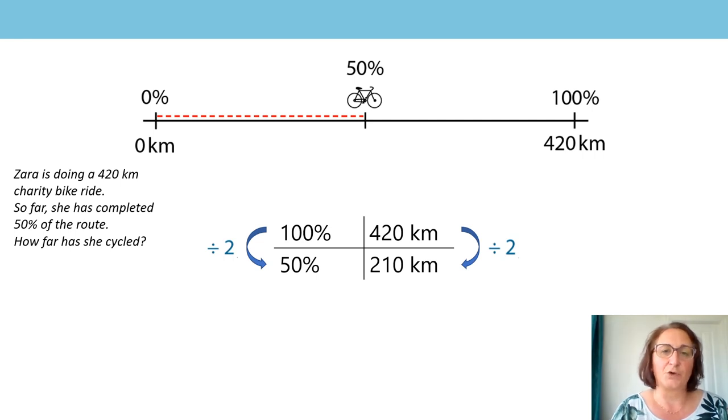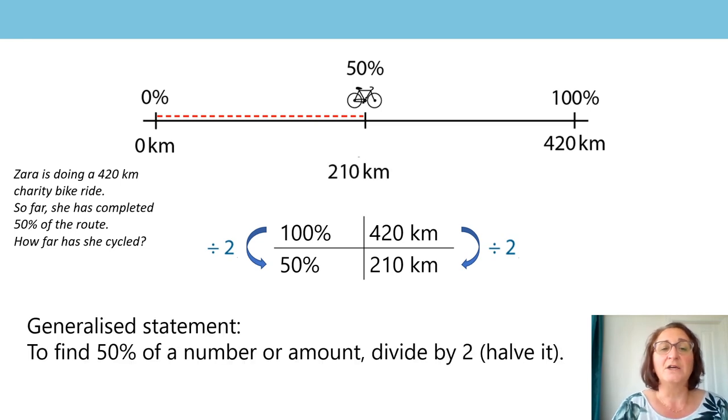100% of the race is 420 kilometres, and 100% of 420 kilometres is 420 kilometres. 50% is equivalent to 0.5 or a half of 420 kilometres, and we find this by dividing the whole into 2 equal parts. Each equal part has a value of 210 kilometres. Zara has cycled 210 kilometres. We could say, to find 50% of a number or amount, divide it by 2 or halve it.